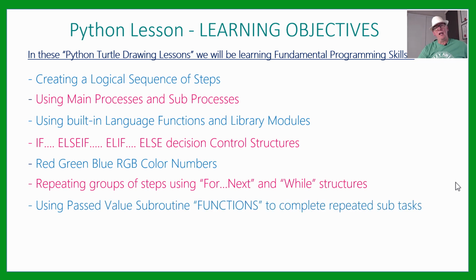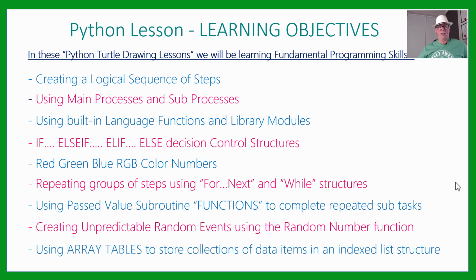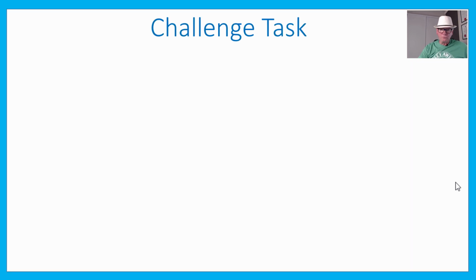You can pass a value into a function subroutine and get it to do repeated subtasks. So we're going to be doing that in future lessons. We're going to learn about the random number generator, so we can create unpredictable random events in our drawings. And finally, we'll use array tables. To get those beautiful rainbow pictures, you actually need to use an array that contains all of the colors of the rainbow coded as RGB number color values. And so that's what we're going to do right at the end, where we make the most spectacular drawings of all that we're going to make in this course.